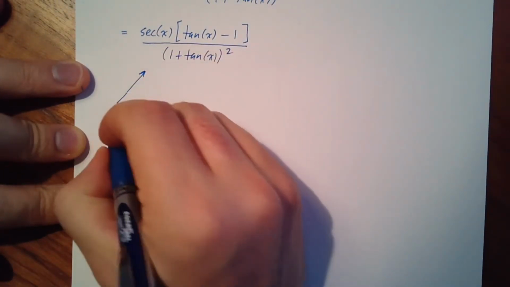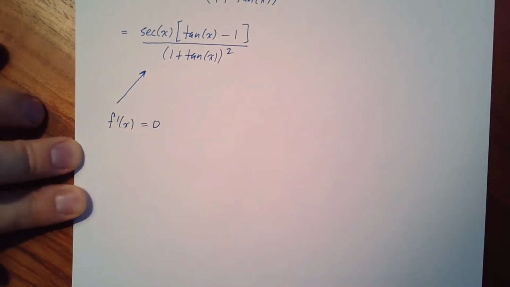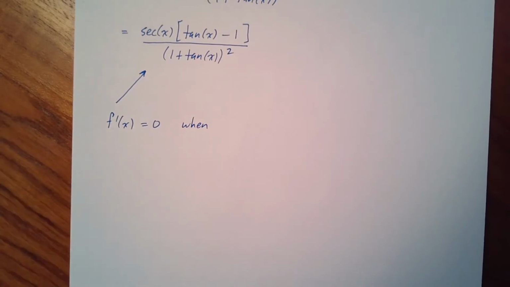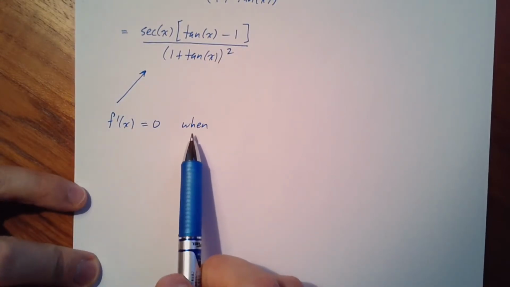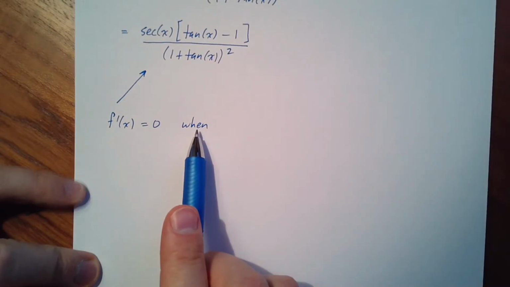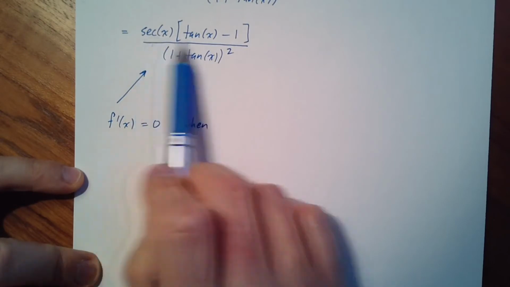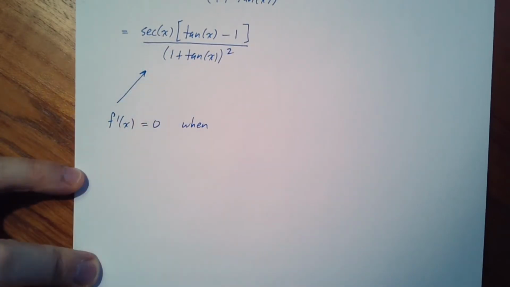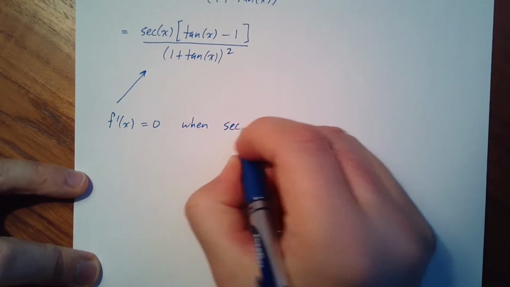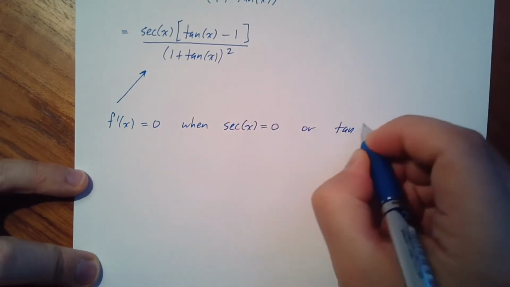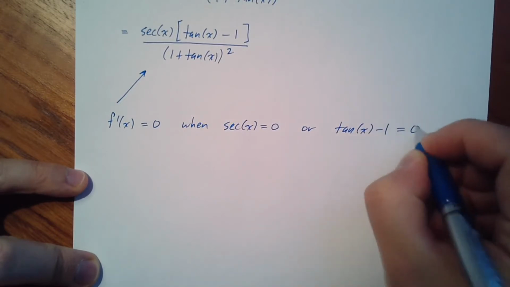So f prime of x is going to equal 0 when the numerator is equal to 0. That's when fractions are equal to 0, provided that the denominator isn't also equal to 0. But what we have here is a numerator that's multiplied: secant of x times tan of x minus 1. So the numerator is going to be equal to 0 when one of those two factors is equal to 0, right? When either secant of x is equal to 0 or tan of x minus 1 is equal to 0.